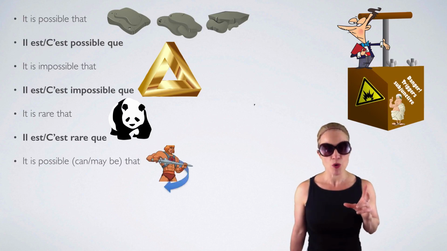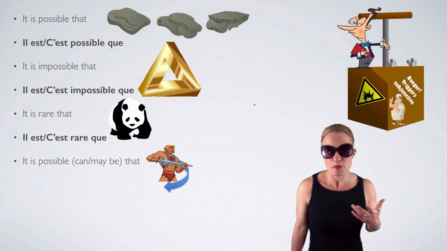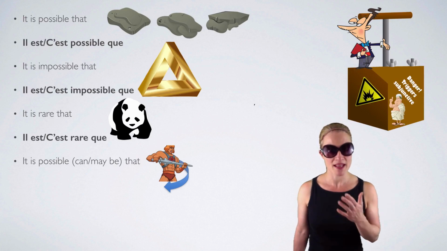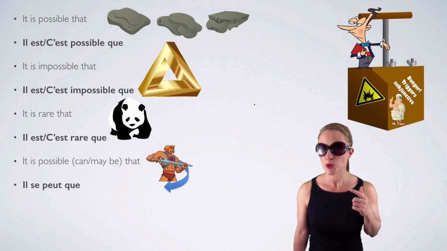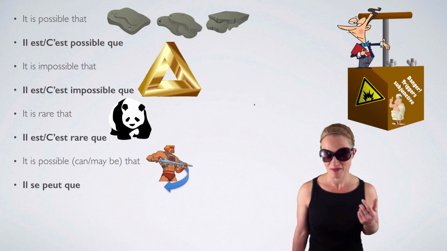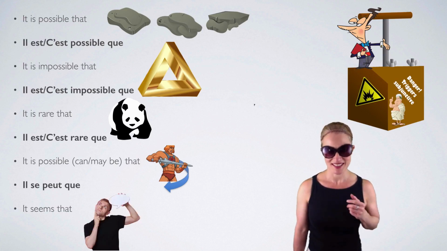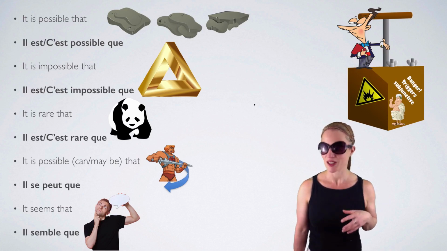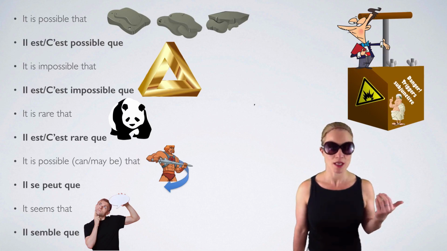Here we have another one that means more or less it's possible, but they use pouvoir. So you've got to conjugate the il with pouvoir. It may be that, and it's pronominal. Il se peut que. Now there's no part of être here, so you can't use c'est. It seems that. Il semble que. Again, you cannot use c'est because there's no être there. C'est is only used instead of il est.